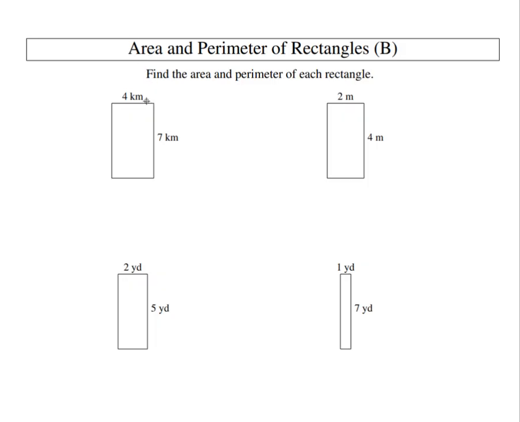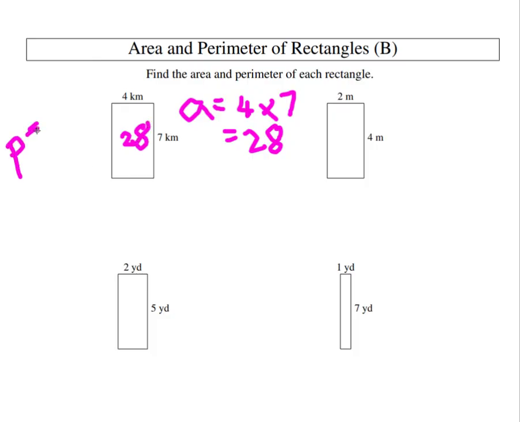So 4 kilometers and 7 kilometers on this farm. So let's try to find the area. To find the area, we could go in and draw little squares in each one of the blocks, or we could multiply. So if it's a regular shape like this, we can multiply the sides. So 4 times 7, and that is 28.